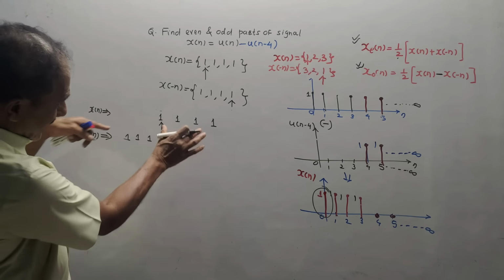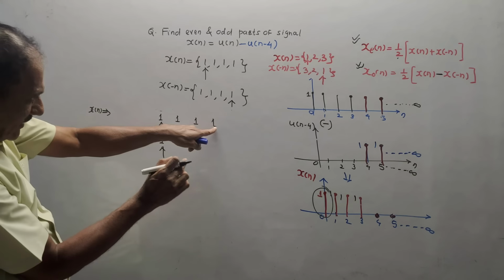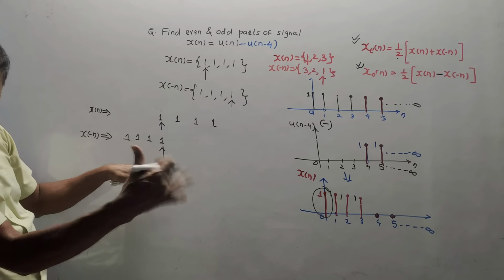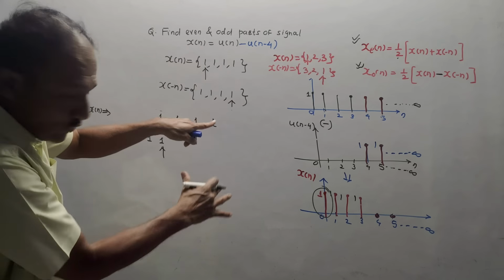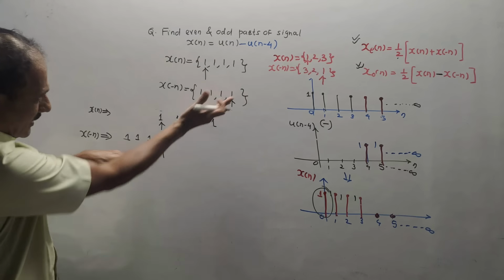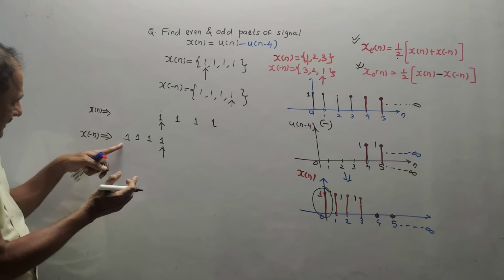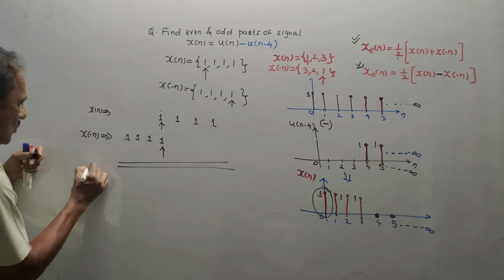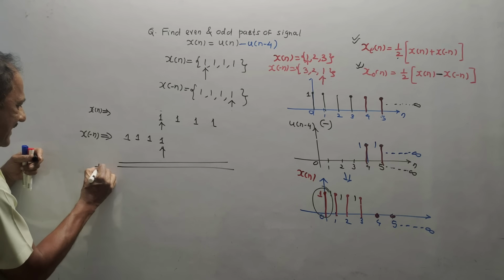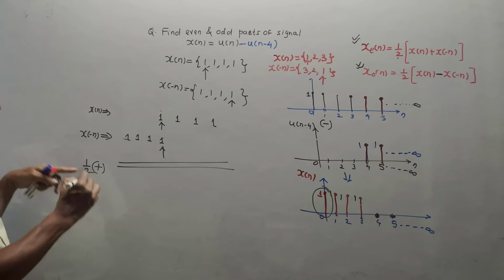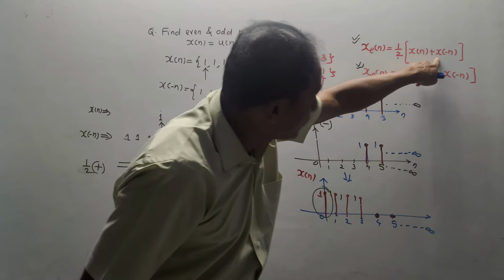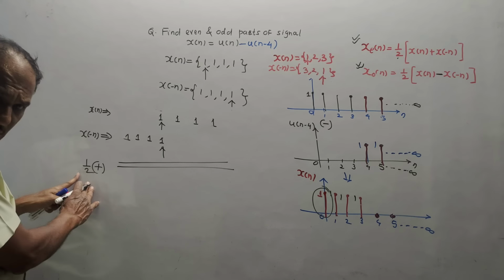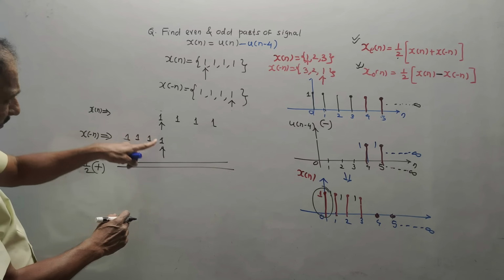What I did: I have written the first sequence x of n, where arrow was at the first position. Below that I have written the second sequence as if I am drawing the diagram, but I am directly doing the calculation. Arrow was at this position, every sample is on the left hand side. This is the sequence x of minus n. If you take addition, I will write a plus sign over here, 1/2 and plus. Why 1/2 and plus? Because you have to perform addition and then divide the amplitude by 2. We'll discuss this division by 2 later. First we will perform the addition.